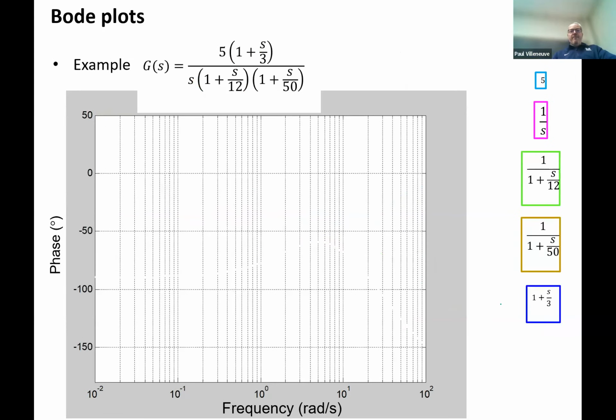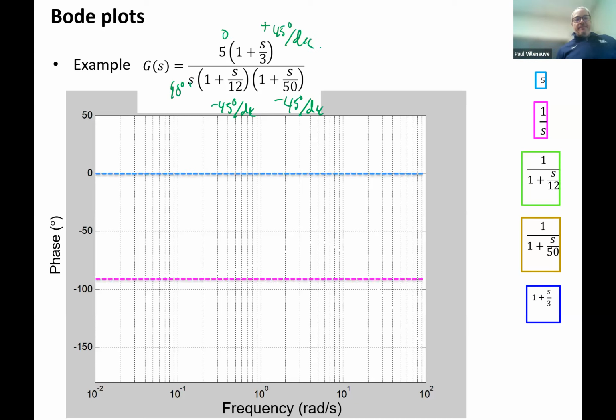Okay. Let's do the phase shift, and then we'll stop here. So remember, this one has no angle. This is an integrator. So this does a 90-degree phase shift right off. This does 0. This does 45 degrees positive. This does minus 45 degrees and minus 45 degrees. This is per decade. So we're going to start off here at minus 90.